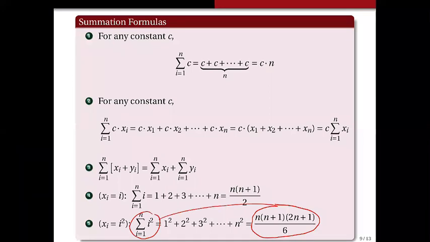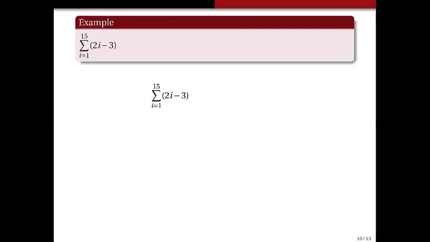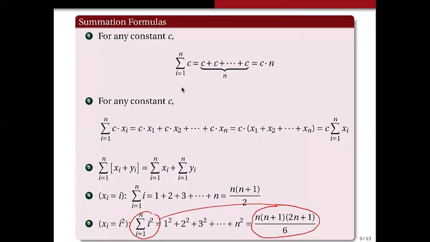So, let's try to use these formulas. For example, earlier we had the sum of 2i minus 3, i running from 1 up to 4. Let us extend it, i running from 1 up to 15. If you try to expand this, you have a lot of things to write, and it's not really helpful in the sense that you will lose some time. So the formulas here will really help you.